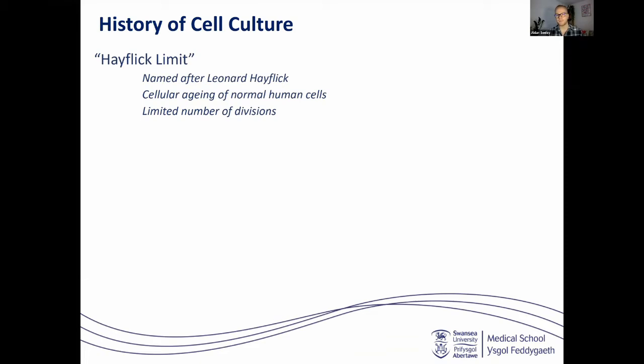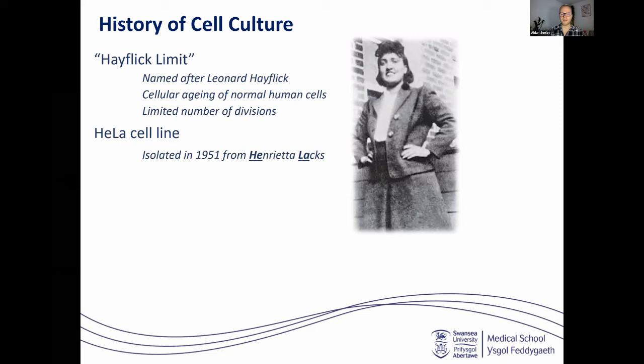Now, one of the biggest breakthroughs in medical research was the development of the HeLa cell line. And it's named HeLa because it was originally isolated from an amazing woman called Henrietta Lacks back in 1951. Now, Henrietta Lacks had a very severe cervical cancer, and cells were taken as a biopsy by her doctor. Now, she was married to a tobacco farmer from a very poor part of America, and as a result, she didn't have access to very good healthcare. So she had this cervical cancer, and cells were taken as a biopsy.